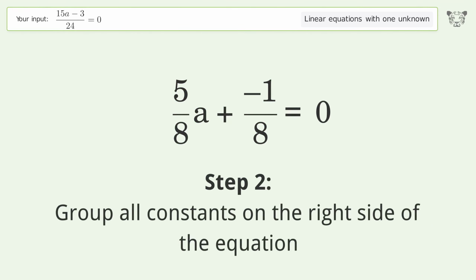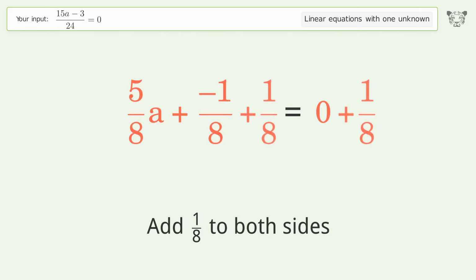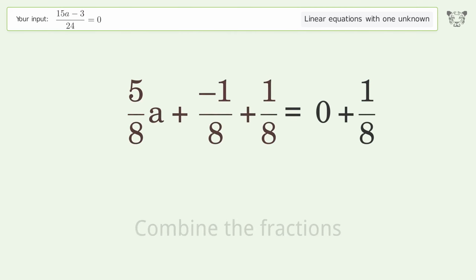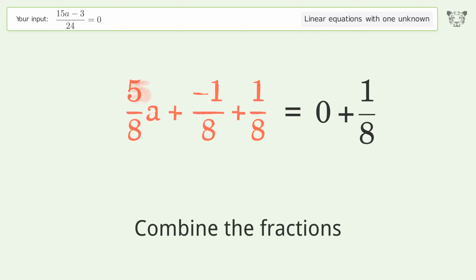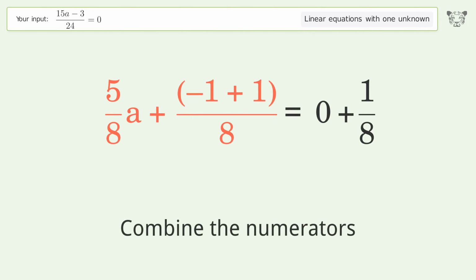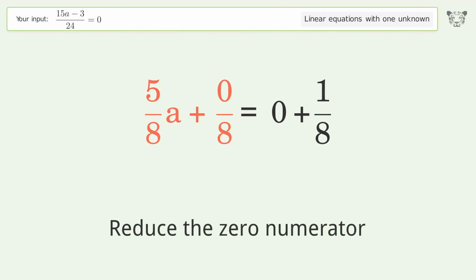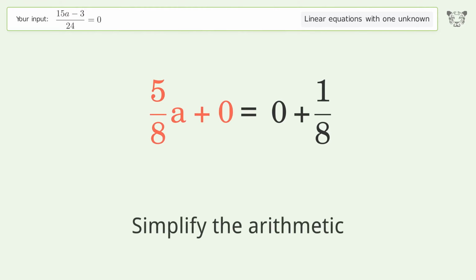Group all constants on the right side of the equation. Add 1 over 8 to both sides. Combine the fractions. Combine the numerators. Reduce the zero numerator. Simplify the arithmetic.